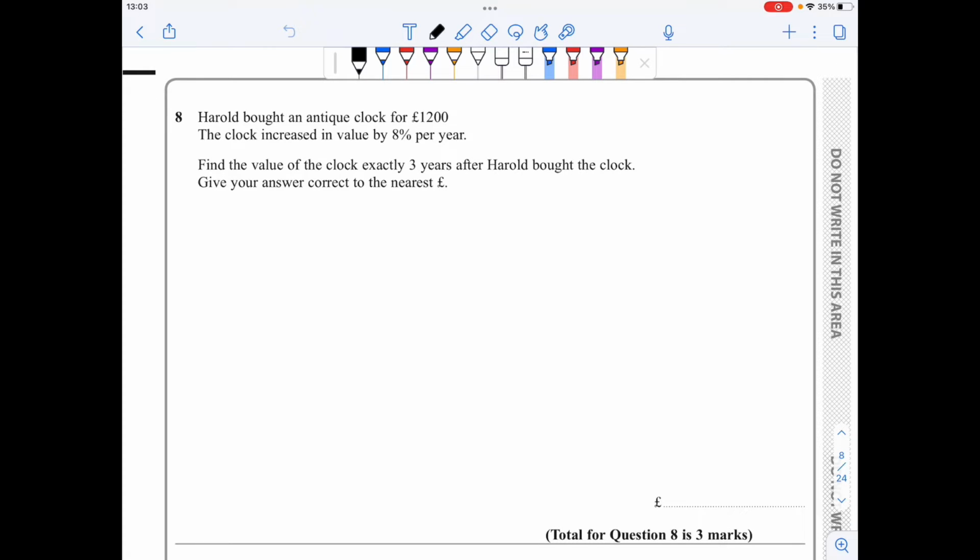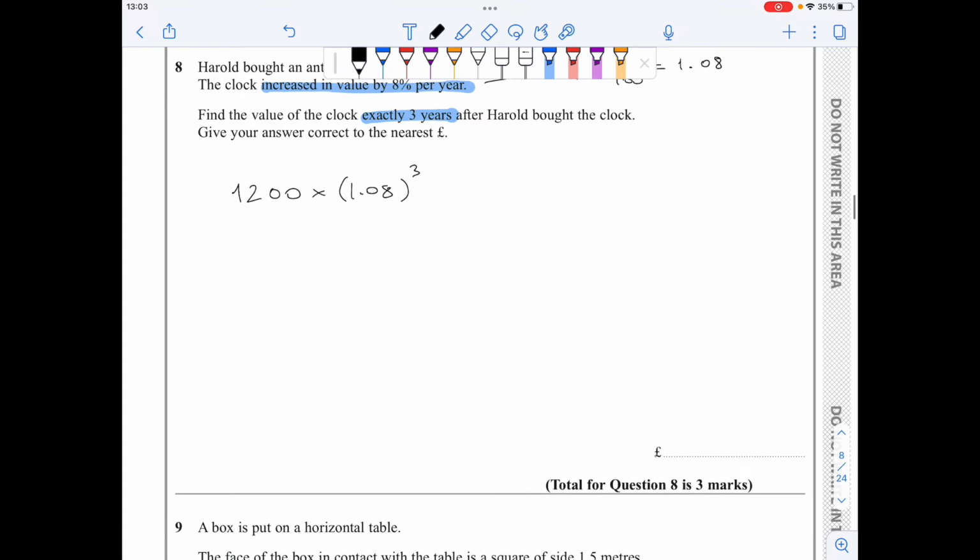In question 8, I have an increase of 8% per year, so my multiplying factor is 108 over 100, that's 1.08. Now I've got 3 years, so I'm going to take my original value, that's 1200, times my multiplying factor to the power of 3 because it's 3 years. So this will give me an answer of 1512.